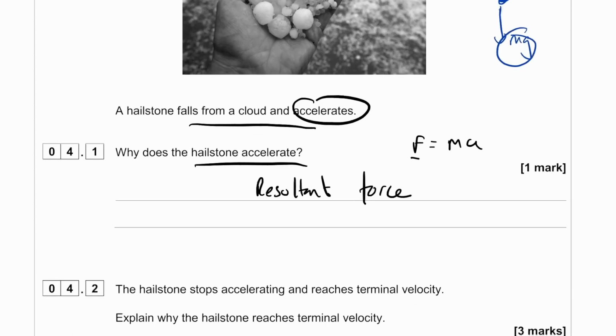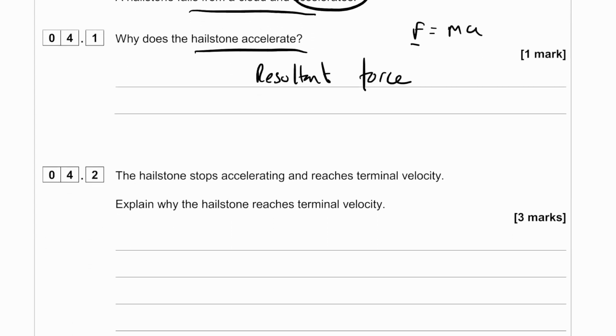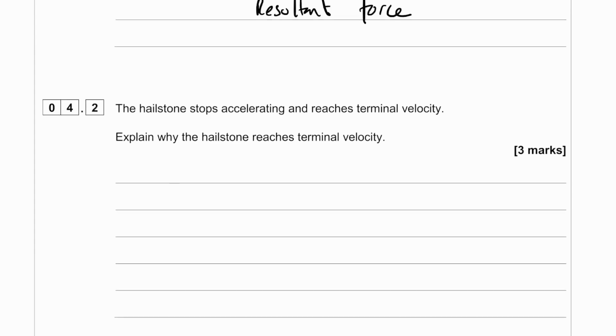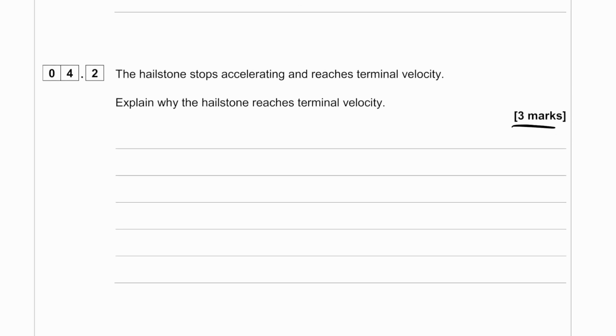And actually, the second part of the question, a lot of students still struggle with as well. Around half the students here scored 0 marks. Okay, so let's see if you guys can get this one right. The hailstone stops accelerating and reaches terminal velocity. Explain why the hailstone reaches terminal velocity. Okay, so it's 3 marks. Even if you don't get all 3, you would expect students to get more than 1. Okay, so have a go. What would you write for 3 marks? Try to lay out your answers so you've got 3 distinct points, which are all going to score a mark.